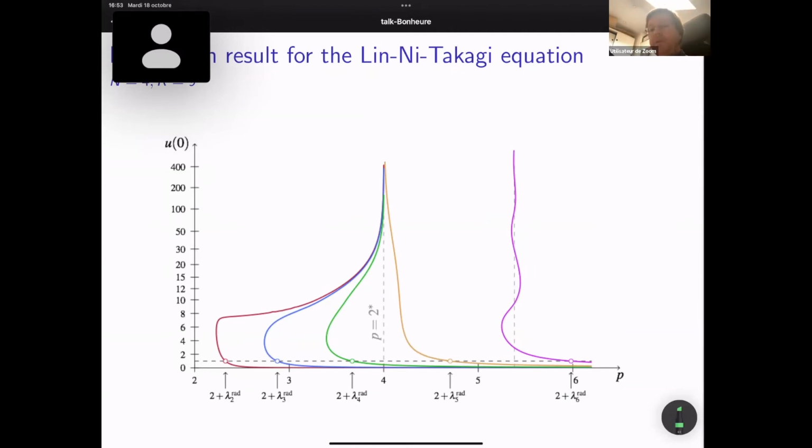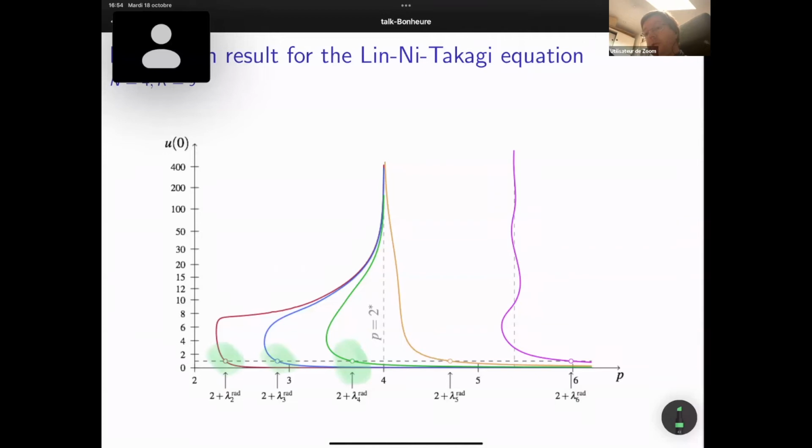So each time you have a radial eigenvalue of minus Laplace plus identity, such that 2 plus this radial eigenvalue is smaller than the critical Sobolev exponent, then you have a bifurcation from 1 at that precise value. And then you can ask, can I follow the branch? And if I can follow the branch, what happens for those branches?